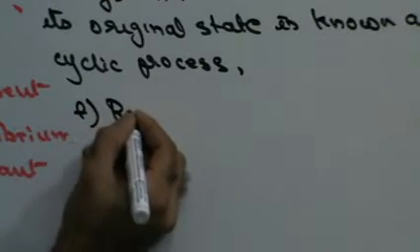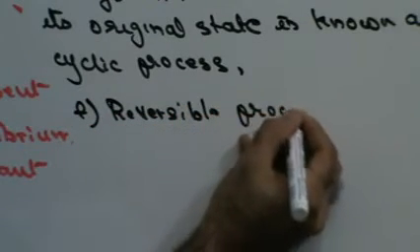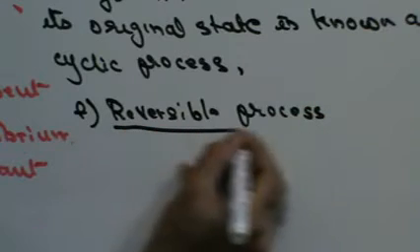Next, what do we understand by a reversible process? A process is said to be reversible under the following conditions. First, the process should take place very slowly. The process should take place in a very large number of small steps.